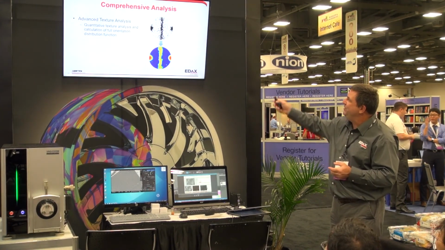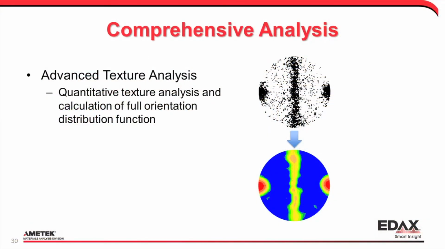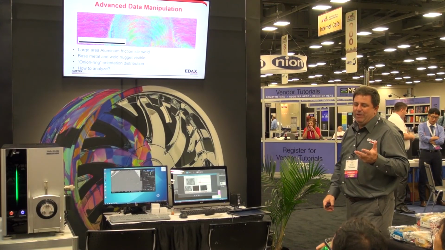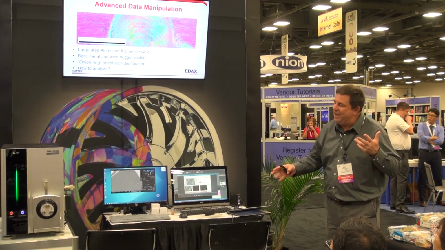And then we can take these distributions and determine how strong or how many multiples of a random the distributions are, in what we call texture analysis. We can take all this data and manipulate it, we can rotate it.